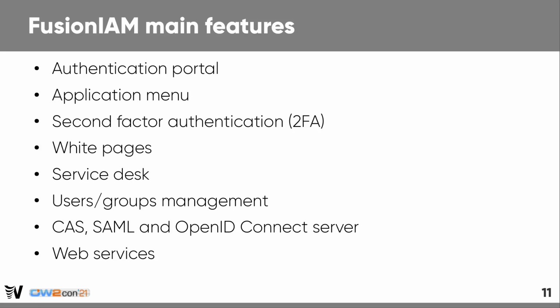What are the main features of all this software together? We have in Fusion IAM an authentication portal, an application menu, second factor authentication, white pages, which is a small application to display all the data from the directory to end users, and service desk, which is a small software to help the support unlock accounts of users. We have user group management, CAS, SAML and OpenID Connect protocols, and of course some web services.